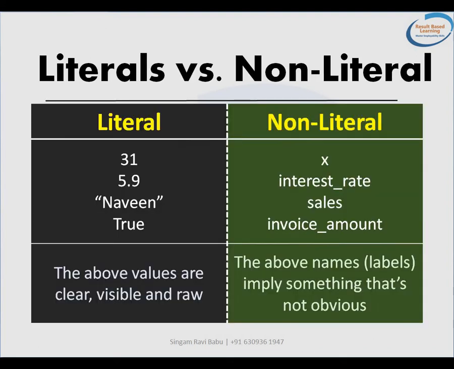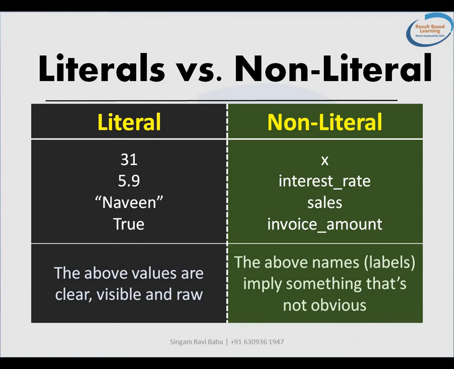Literal versus non-literal. You see a table which is divided into two parts. On the left side, it is in gray color. On the right side, it is in green color. On the left side, we have literals. Some of the literals that you can see are: 31 is a literal value. 31 is obvious. 5.9 is a literal value. It is obvious. Naveen is a name that is obvious. True is a Boolean value that is obvious.